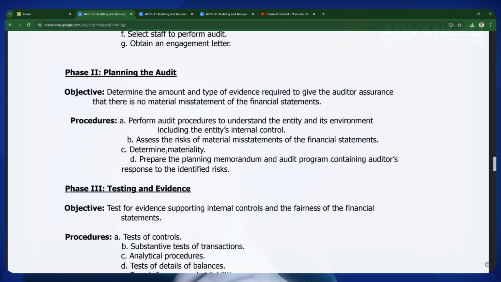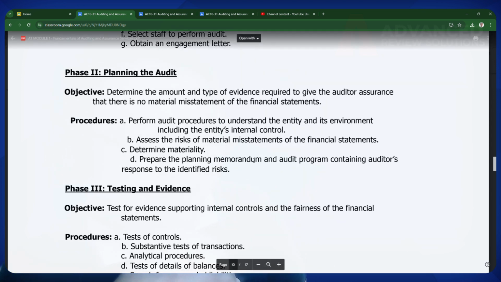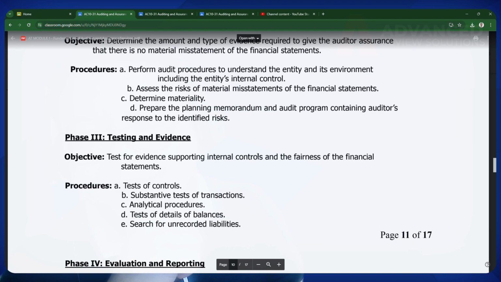Letter B, assess the risk of material misstatement of the FS. And letter C, very important also, is about determine the materiality. And letter D, prepare the planning memorandum and also the audit program, no? Containing the auditor's response to the identified risk. So, yan ha. Una muna, you should have client acceptance. Phase 2 is to plan the audit. Hindi pwedeng bara-bara lang. Na?